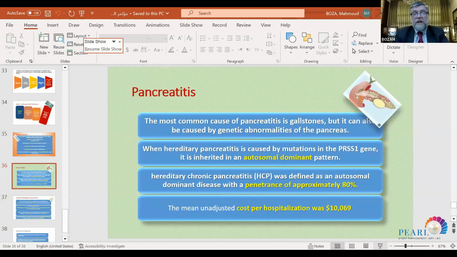What about genetic pancreatitis? In fact, genetic pancreatitis could be secondary to genetic abnormalities, and in this case, it is an autosomal dominant disease. The penetrance is around 80% of cases, and the mean cost of each hospitalization for pancreatitis is around 10,000 US$ per year.